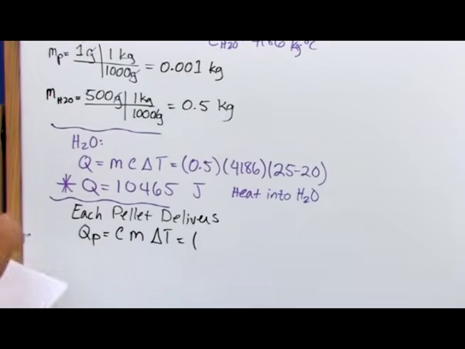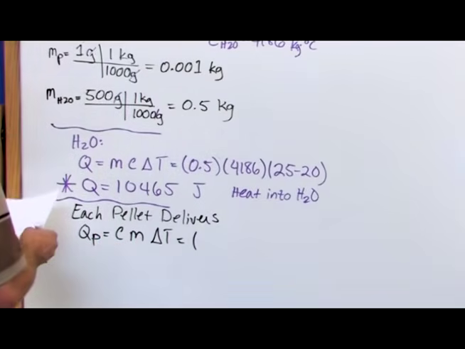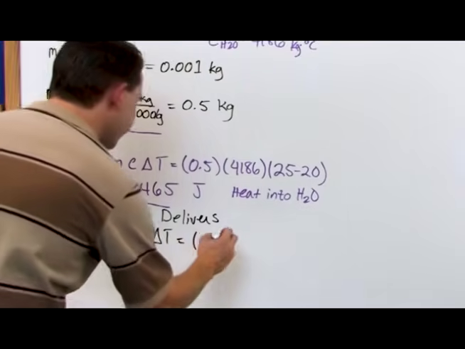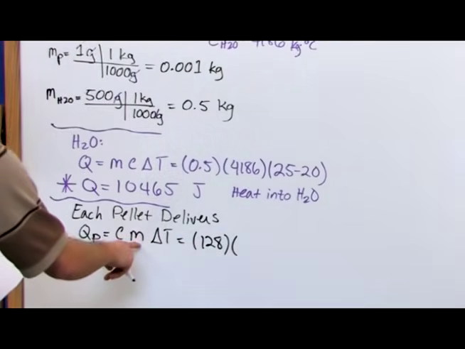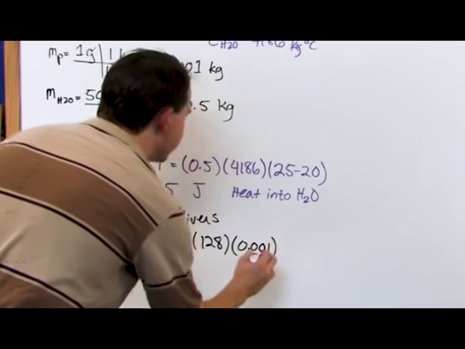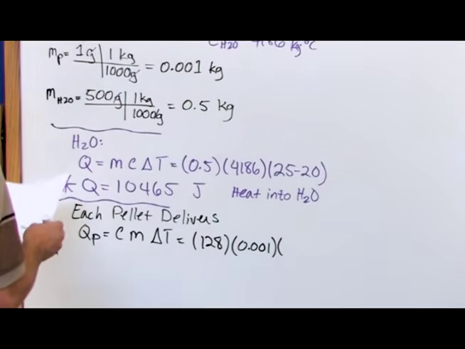So we go to our chart in our book and we look up the specific heat for lead, and it's going to be 128 joules per kilogram degree Celsius. So it's 128 times the mass of each pellet, which we calculated to be 0.001 kilograms, times the change in the temperature.